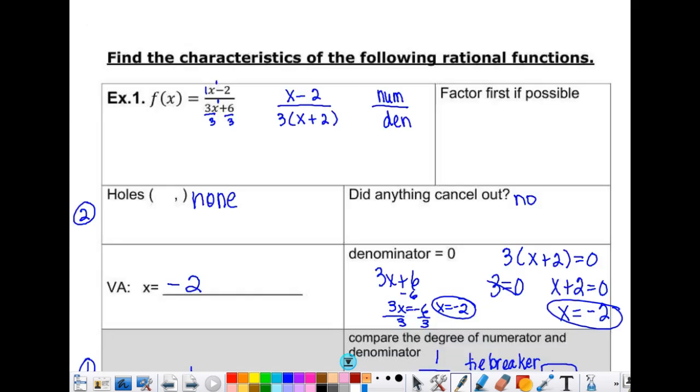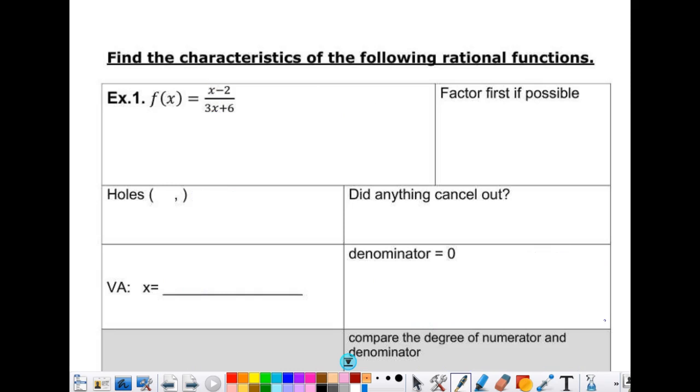Today what we're going to do is dig a little deeper into this, and we're going to name the characteristics of this graph without looking at the graph.